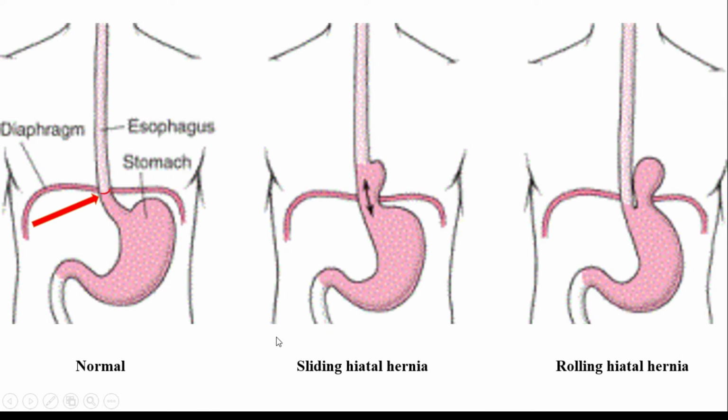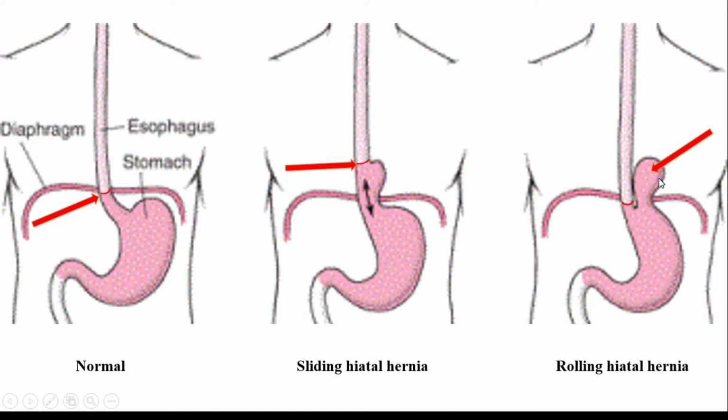Now see the next case, the sliding hiatal hernia. Here the gastroesophageal junction is not below the diaphragm, it has slid up into the thorax. So this is sliding hiatal hernia. But the fundus of the stomach is still in its normal position. So the next case, the gastroesophageal junction is in its normal position, just below the diaphragm, but the fundus of the stomach, which was supposed to stay in the abdomen, has rolled and then moved up into the thorax. This is known as the rolling hiatal hernia.